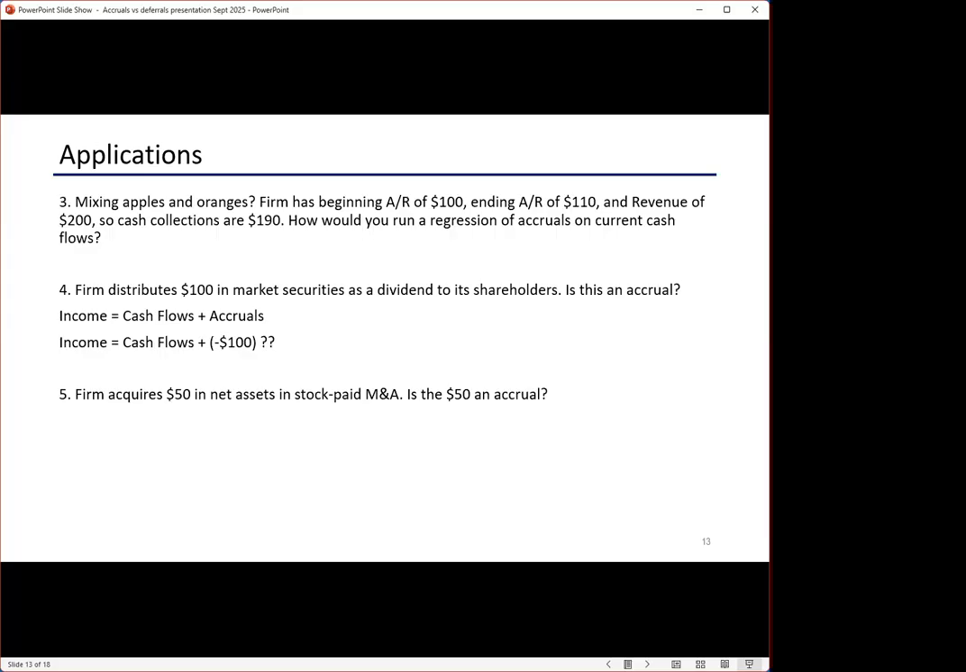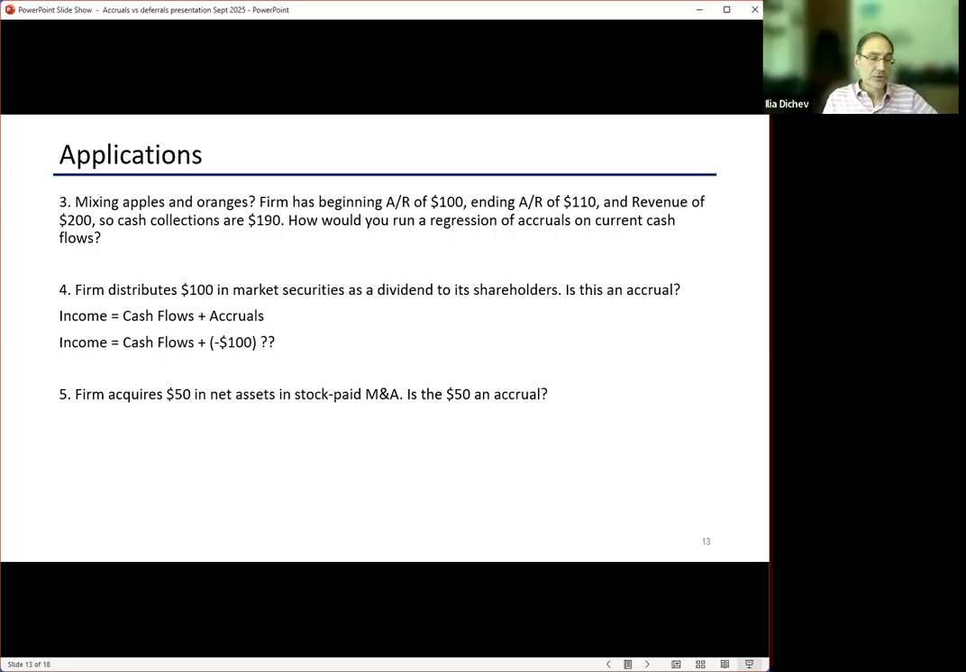In other words, suppose someone asks you, are there good reasons for caring about accrual accounting? Because what we're trying to do is to forecast the change in net income. What would be your answer?